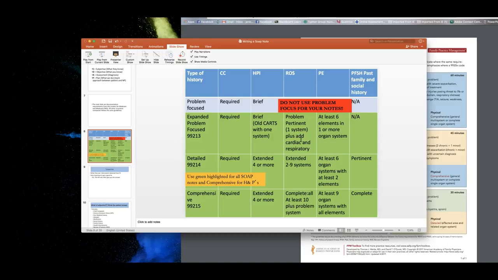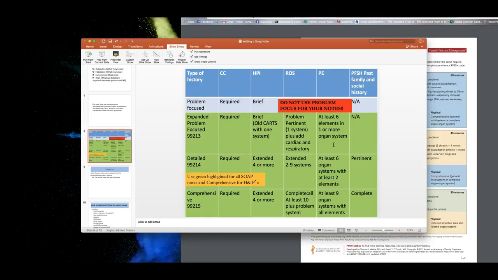For your SOAP notes, write this down. You have to do cardiac and respiratory for any note, any problem, any narrow focused, etc. So always do that for your review of systems and over here for your physical exam. All right, so this is one system, meaning ear, nose, and throat. For the physical exam, you need to have at least 6 elements in one or more organ systems. And this is where I'm going to show you what these elements are.